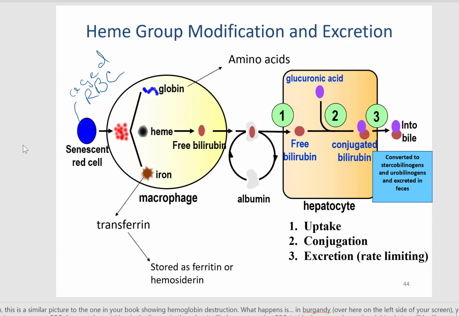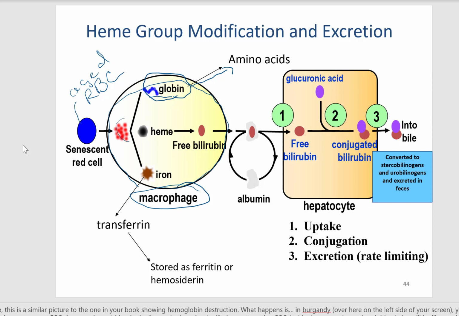Shown here in yellow, this entire circle shows a macrophage. The macrophage phagocytizes, engulfs the aged red blood cell. When it engulfs the aged red blood cells, it will break through the phospholipid bilayer and release the globin chains. The globin chains can be released into the plasma as free amino acids. Free amino acids can be used by any cell in the body for synthesis of new proteins, for example.